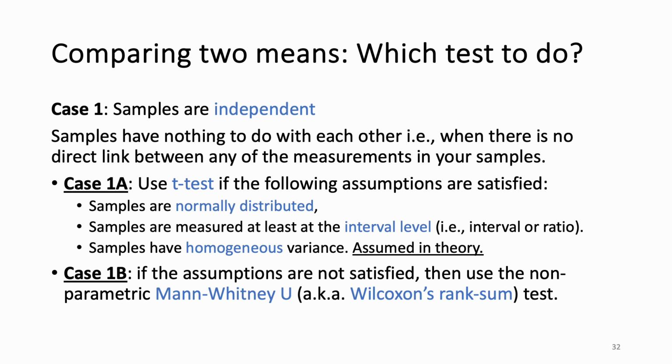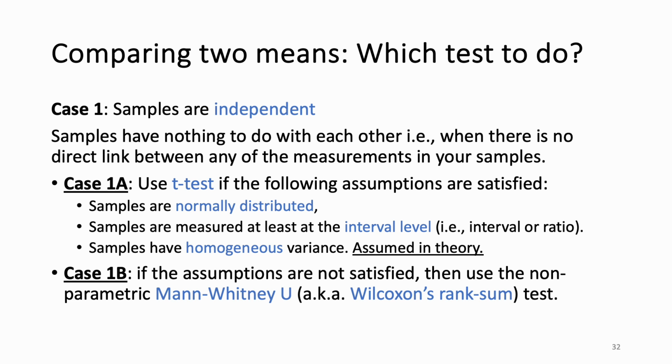The samples are measured at least at the interval level, so you have interval data or ratio data, and we have talked about that in the previous slides. The samples have homogeneous variance, and that's also assumed only in theory, and we will check that in the next slide also.